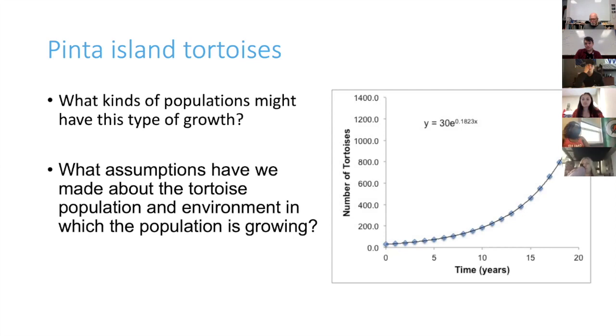I would say maybe coronavirus. That's what I thought of. Yeah, that's an interesting example. I hadn't expected anyone to say that. Maybe I should have.